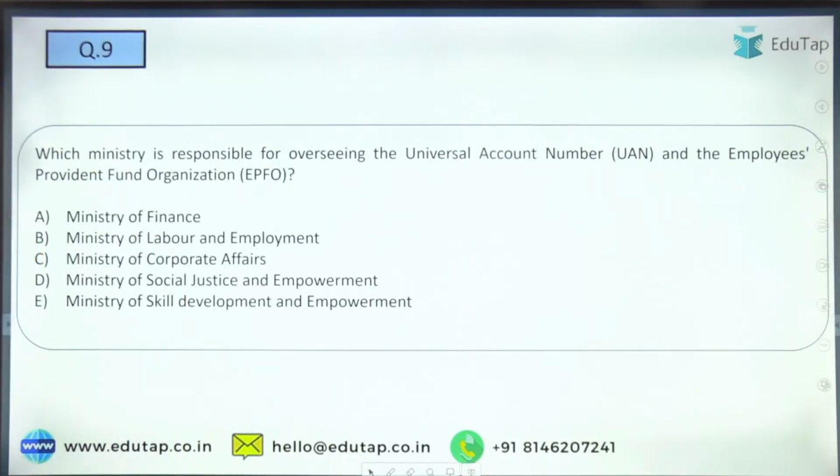Now let's move to the ninth one. Now this is a phase 1 question. Which ministry is responsible for overseeing the universal account number and the Employees Provident Fund Organization?